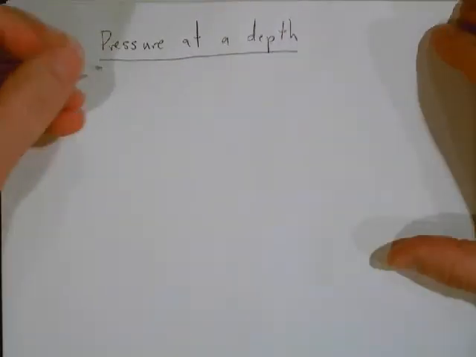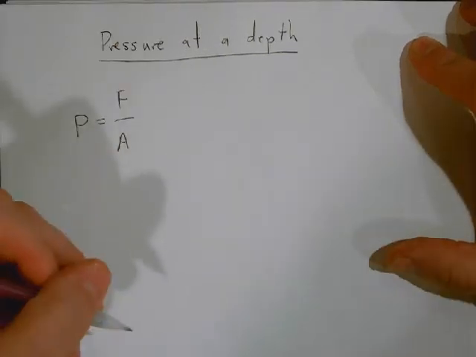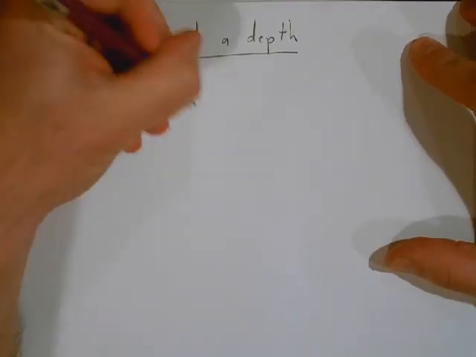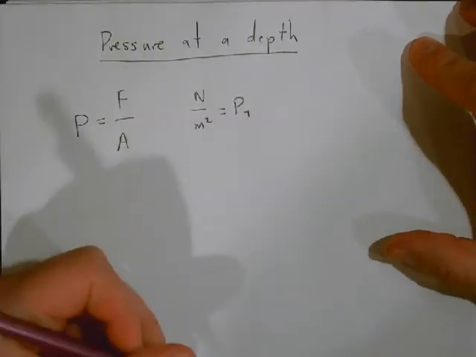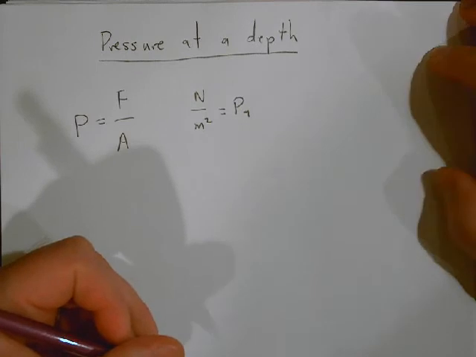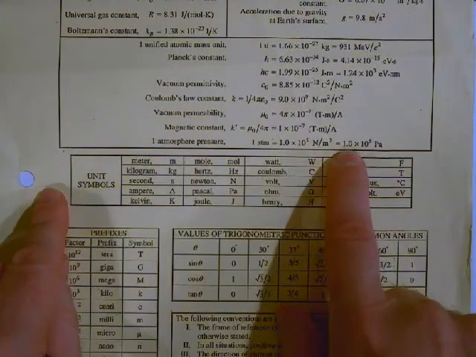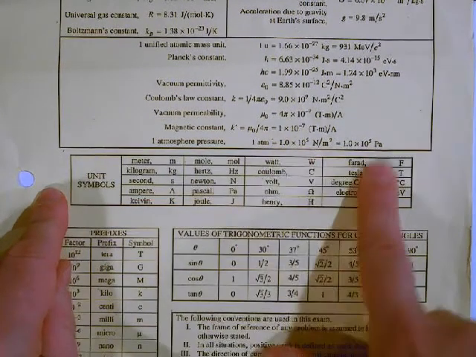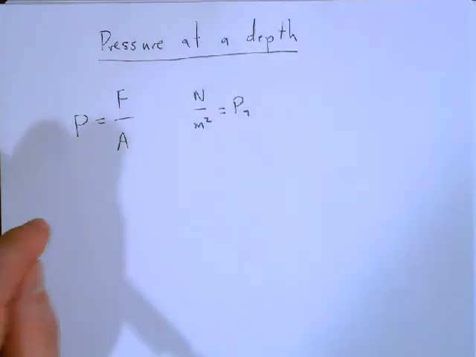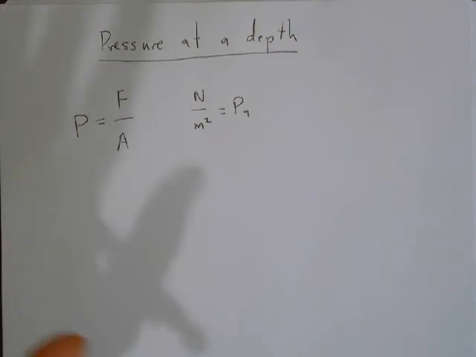Remember, pressure is force over area. The units for pressure are newtons per meter squared, which is a Pascal. Remember, we talked about atmospheric pressure. If you look on your handy dandy formula sheet, one atmosphere of pressure is 10 to the fifth pascals. A lot of times we'll say 101 kilopascals, but that's fine. You can say either one, but you have to keep that in mind.